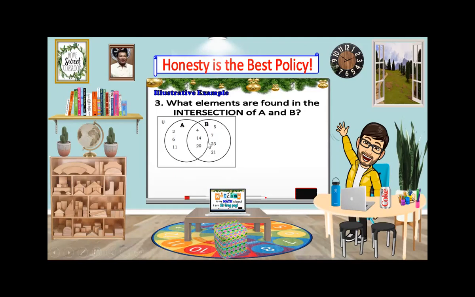Ito yung kanyang circle ng A, pasok yung 4, 14, 20. Ito yung circle ng B, pasok yung 4, 14, 20. Sa madaling salita, yung tatlong yun yung common sa dalawa. Set A and set B. Kaya yun yung intersection natin.